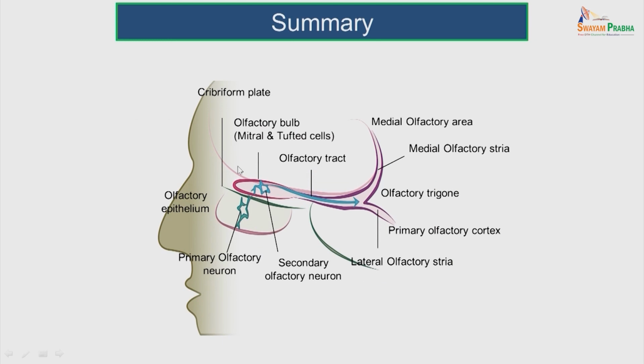And we have studied the olfactory pathway, that is from the roof of the nasal cavity, the primary olfactory neuron pierces the cribriform plate and relays in the olfactory bulb with the mitral and tufted cells. Then the olfactory tract is formed, that is divided into lateral and medial olfactory stria. Lateral goes to the primary olfactory cortex, the medial goes to the medial olfactory area.